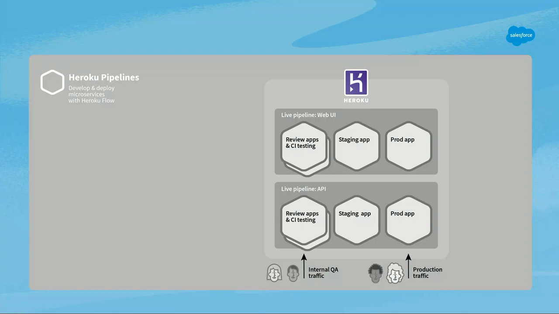So when we talk about microservices, these two services, in this case the web UI and API, need to know about each other in order to work together. And so we have some challenges here.